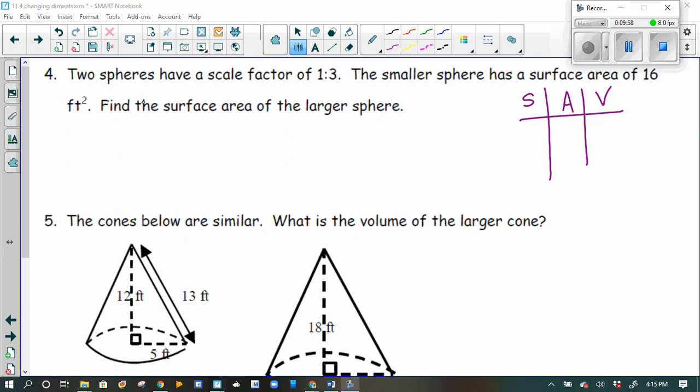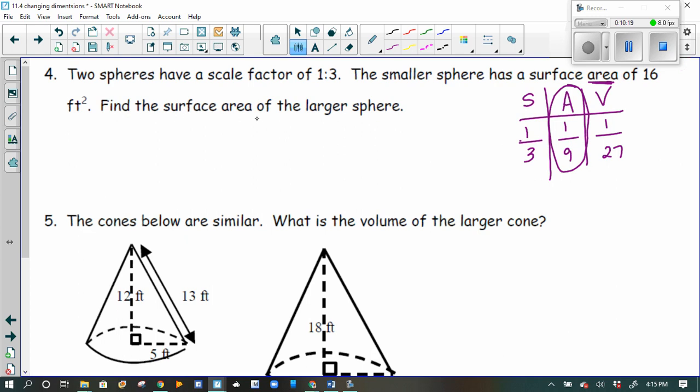Okay, so two spheres have a scale factor. Their scale factor is 1/3. So 1 squared is 1, 3 squared is 9, 1 cubed is 1, 3 cubed is 27. Like I said, I always just create the table. It says the smaller sphere has a surface area, so that means I'm going to be using this column.